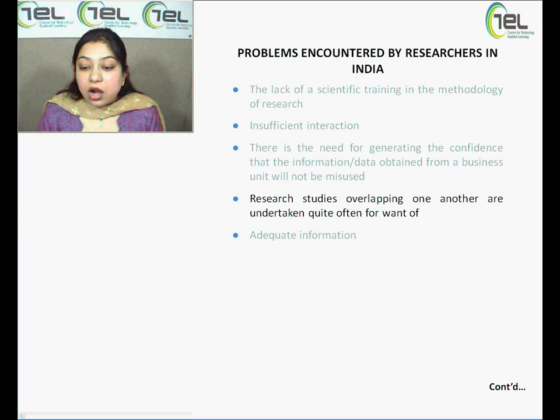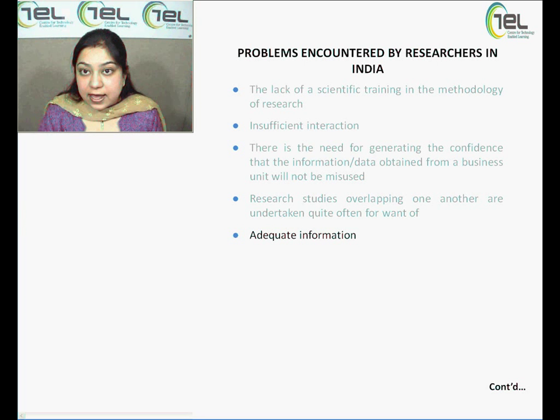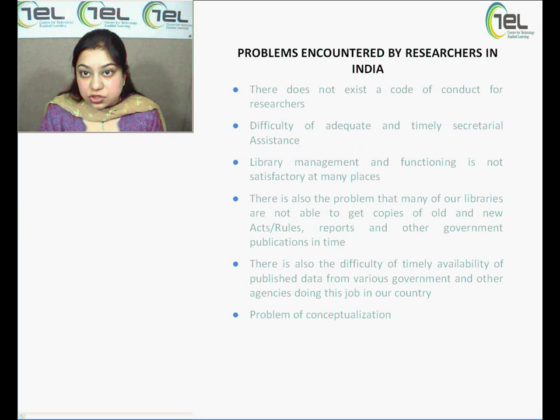Research studies overlap one another and are taken up quite often. For example, in India, researchers go through the existing work and then conduct different kinds of research, and a lot of overlapping of work is going on in India. Nothing new is coming up in business research as such. Now, adequate information. There has to be adequate information available for the researcher to conduct research, which is again lacking and a problem for researchers in India.